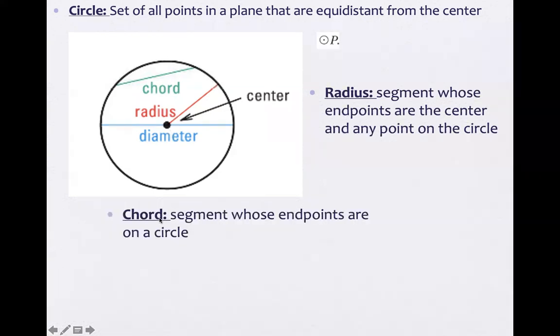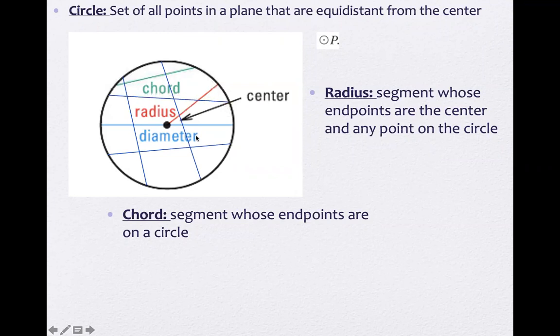Next word would be a chord. I like to think of a chord like a guitar chord. It's a string from one end to the next, and they're tied up. So a chord just goes from one end of the circle to another. There are actually infinite chords in a circle. Chords are straight, and they go from one end to the next. As long as you're going through the circle and stopping at both ends, that is a chord. So these are all chords.